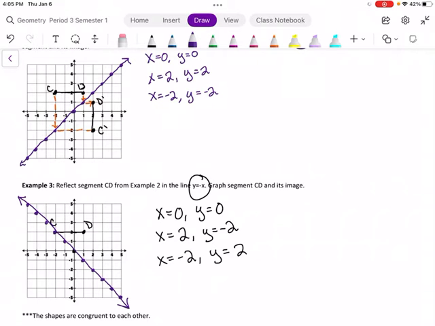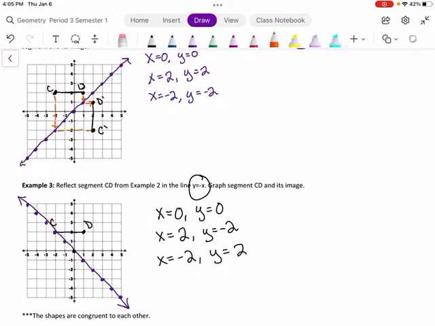So now we're going to follow the same rules that we did in example 2. We're going to count down until we get to the line of reflection and then go in the direction that gets us to the opposite side of that line. So why don't you go ahead and do that for this example and press play when you have it done.